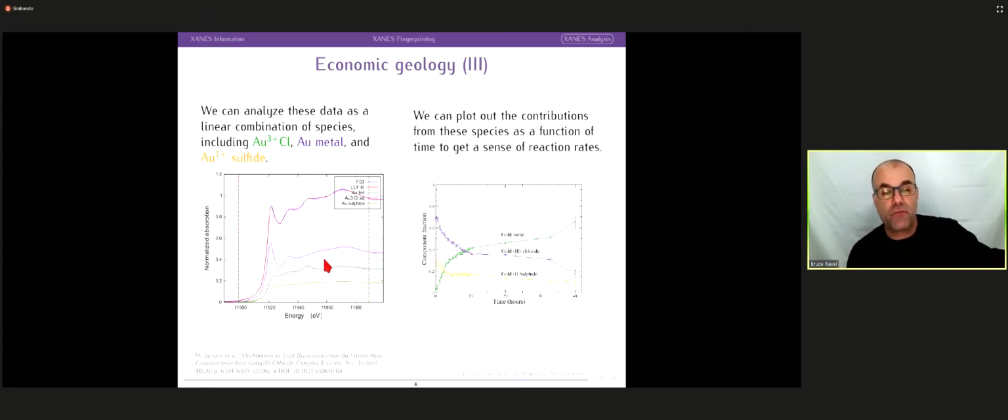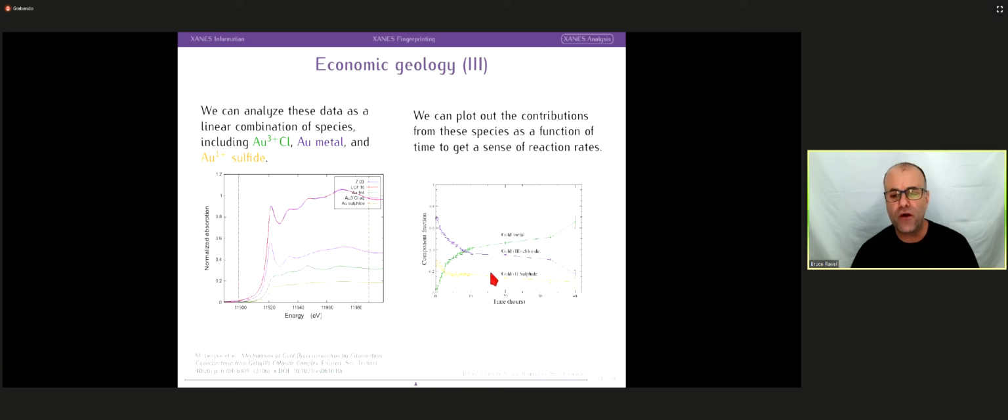So what this is telling us is that at this intermediate point, 7 hours into the experiment, the sample is not just a mixture of gold chloride and gold foil, gold metal. There's an additional species, a gold sulfide species of some sort. And to get a decent interpretation of the data, we have to introduce this third thing into the analysis. Having done that, we can do the whole time sequence, and we see that as a function of time, the amount of gold goes up, the amount of sulfide, the amount of chloride goes down.